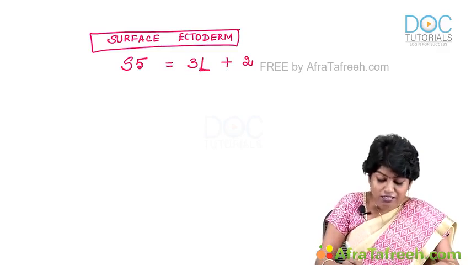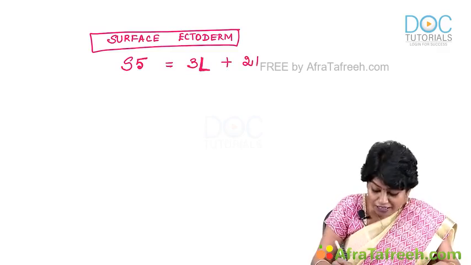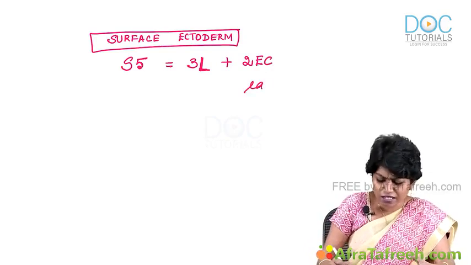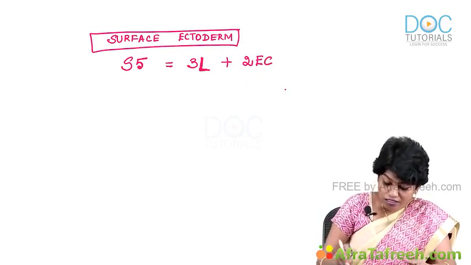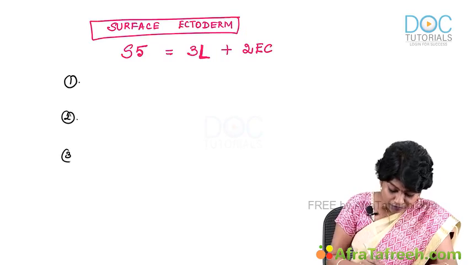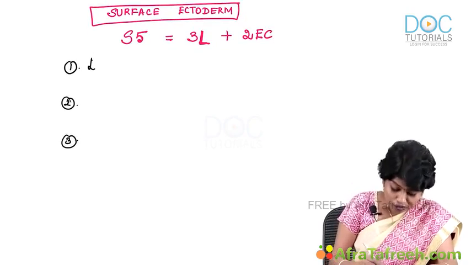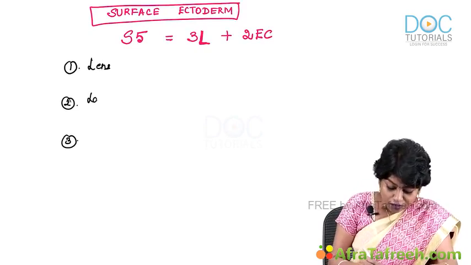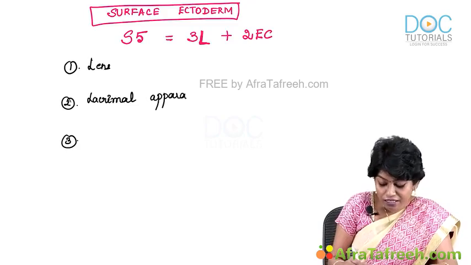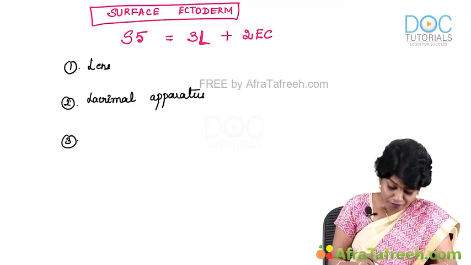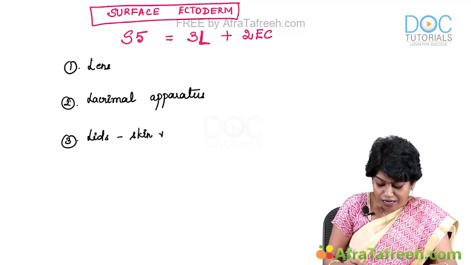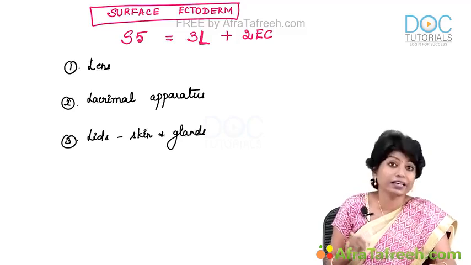There are 3 L structures, starting with the alphabet L, and 2 EC structures. Now what is this EC thing? We have 3 L's. One is the lens, which you already know. Then we have the lacrimal apparatus, that means the gland, the excretory system, the drainage system, everything, and the lids. In the lid, the skin and the glands associated with the eyelids.